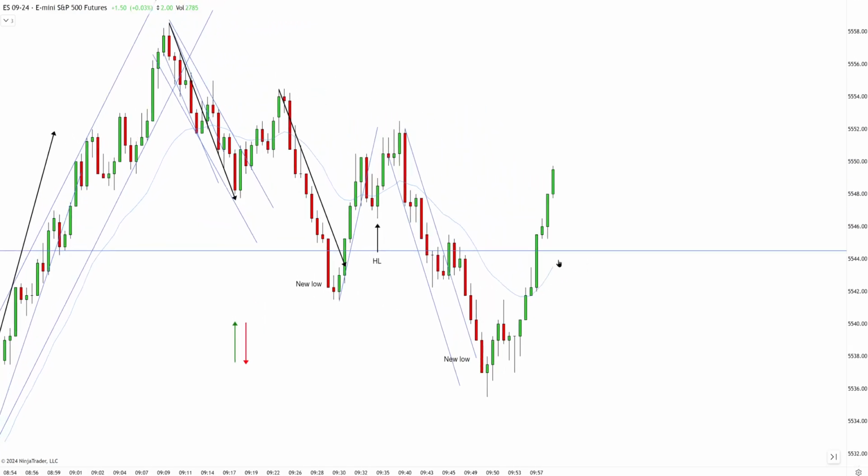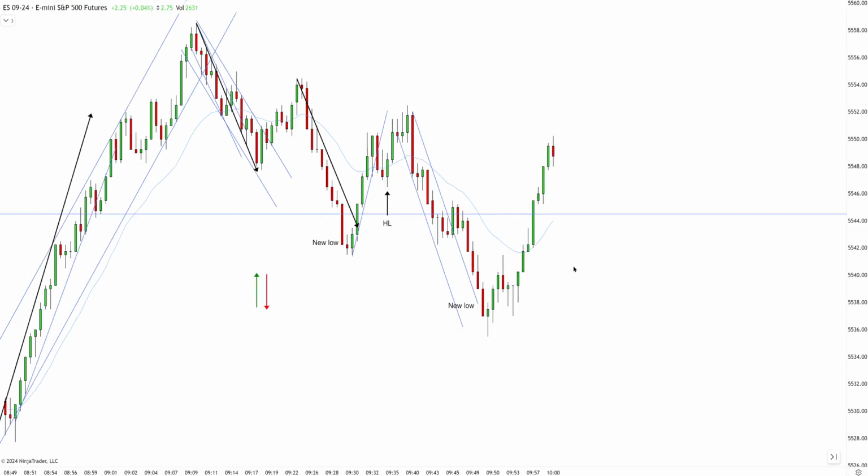We're breaking back above the EMA. Okay, so at this point the structure is getting more of a range-like feel because we are just consistently swinging up and down through the EMA.